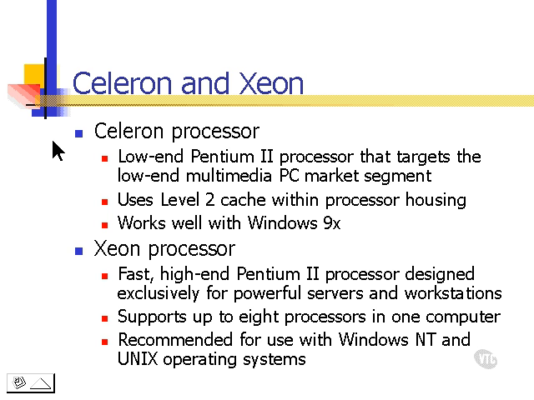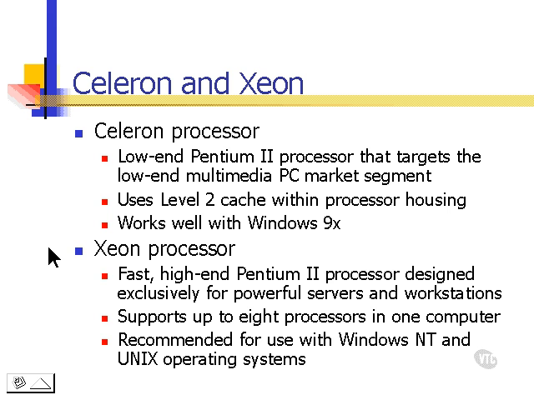The next line of processors that Intel introduced were the Celeron processors. These were a low-end Pentium II processor. The very first Celeron processors didn't have any L2 cache at all. They didn't perform very well either, so Intel released additional Celeron processors that did have L2 cache within the processor housing, and those work very well with Windows 95.